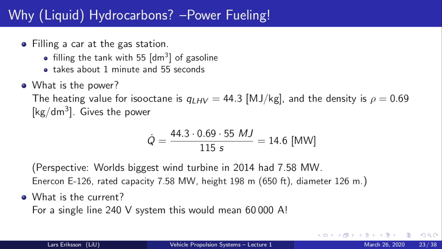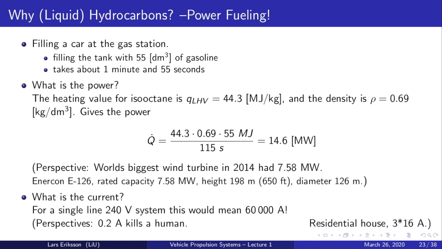60,000 amperes is an extreme amount of current. To put this high amount of current into perspective, 0.2 amperes kills a human. That would mean that we would be able to kill Linköping city twice over with this amount of current. A residential house usually has a 3-phase system with 16 amperes, so it's very far from the 60,000 amperes.